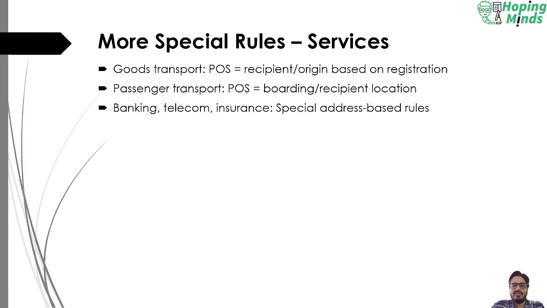And in case of banking, telecom, insurance services, the place of supply is the billing address of the recipient or the location of the fixed line or device. Similarly, in case of banking and financial services, the place of supply is the location of the recipient's account. Then multiple location, or in case of any ambiguities, when the services are supplied to multiple locations, the place of supply is determined based on the predominant use of such services.